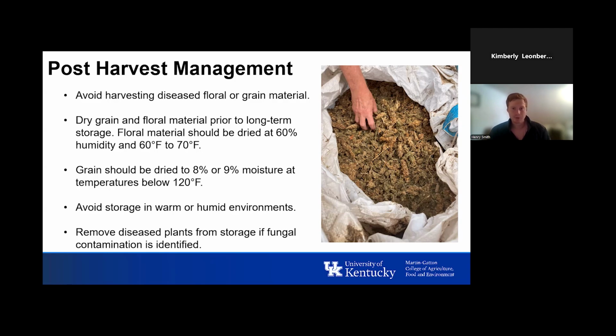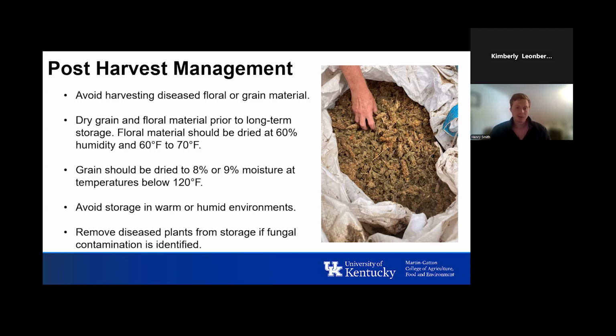You want to dry your floral material ideally at around 60% humidity, and between 60 and 70 degrees Fahrenheit is good. And then grain, you want to dry it down to around 8% to 9% moisture to ensure that there's not enough moisture in that grain for the fungus to continue to keep growing and colonizing while it's in storage. And you also want to avoid storing in warm or humid environments, which will just encourage fungal growth.